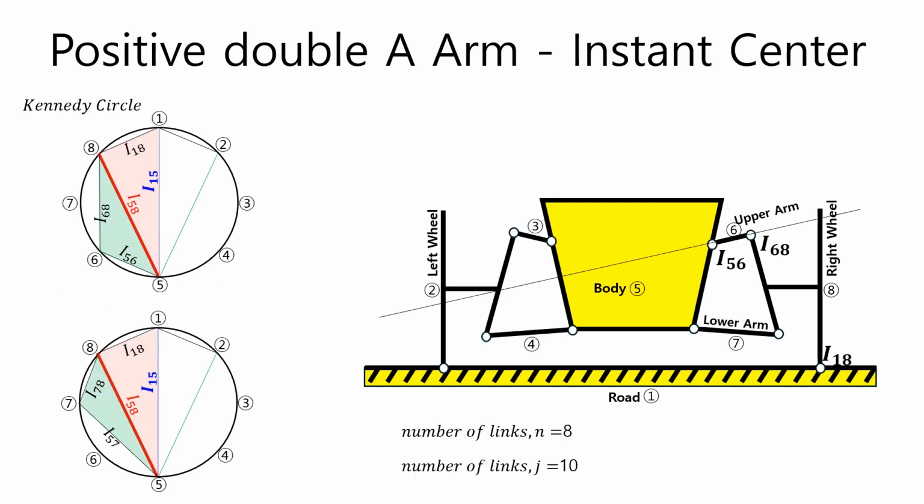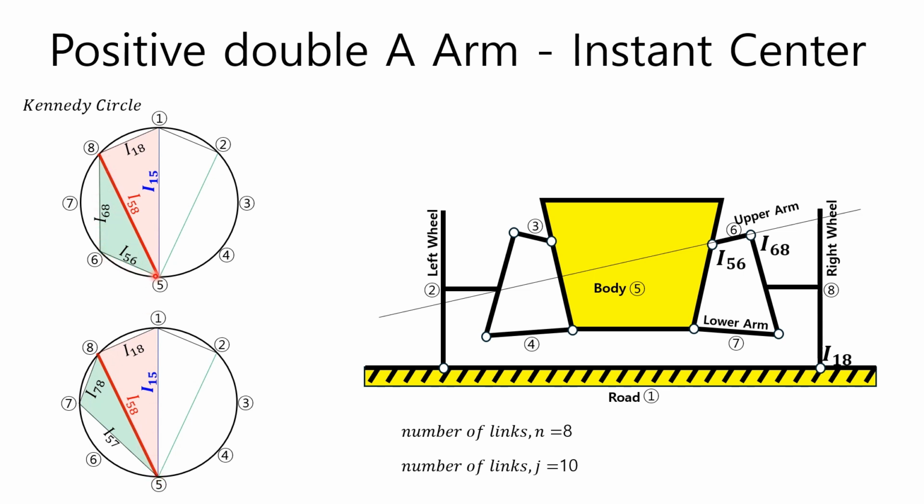In the Kennedy circle, aside from the triangle 158 that we have already seen, the triangles that share the line I58 are link 568 and link 578. Let's first look at triangle 568.